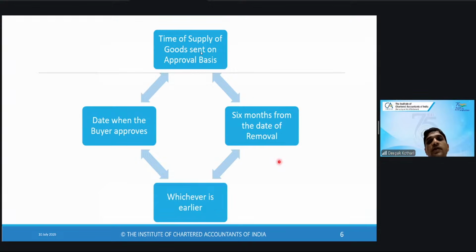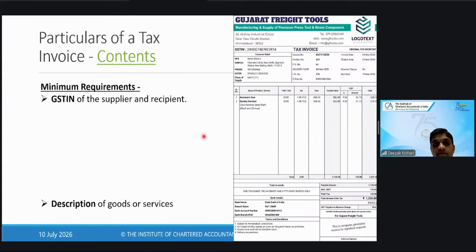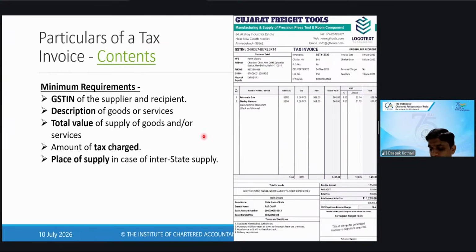Okay. And for time of supply of goods which are sent on approval basis, it is the date when the buyer approves it, or 6 months from the date of removal, whichever is earlier. So this is what we have decided in time of supply, and which is also mentioned in invoice, saying when you should raise an invoice. These are the minimum required for an invoice.